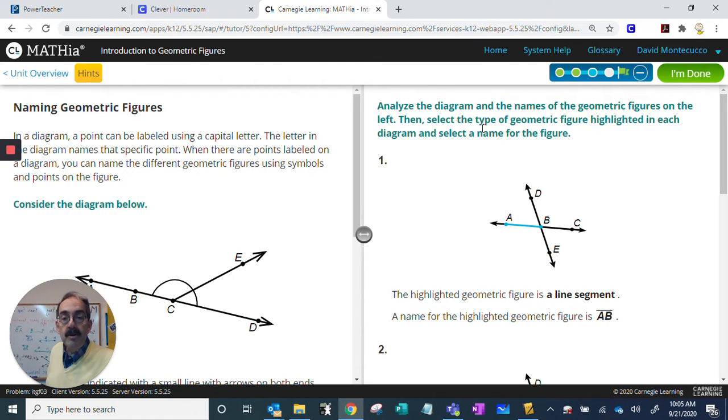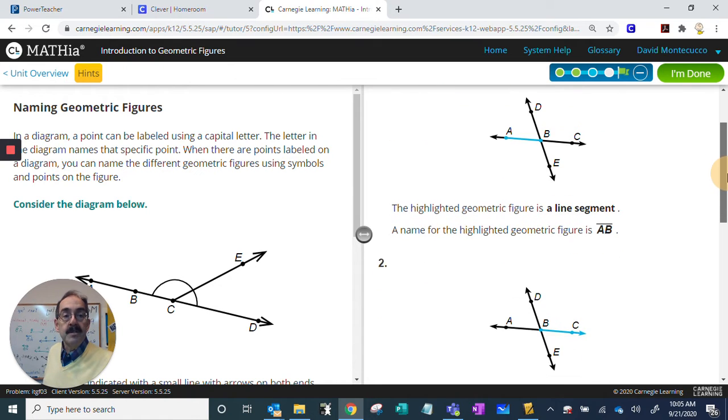Anytime you're lost, always click on the hint button. Okay? Hints are good because it teaches you how to think, it asks the right questions, and it uses proper geometric vocabulary. Okay? So this first one I did. This was a segment because there was no arrows. It could have been AB or BA. Remember, no dots, no arrows.